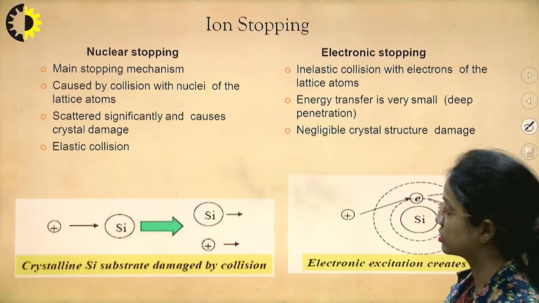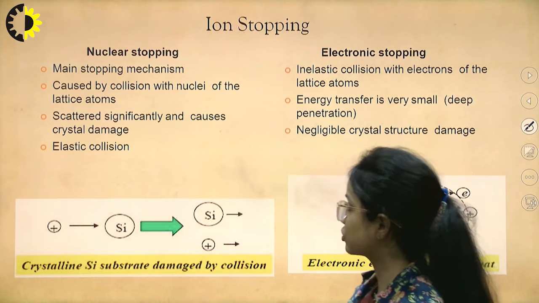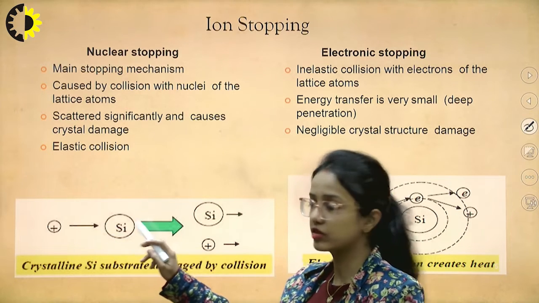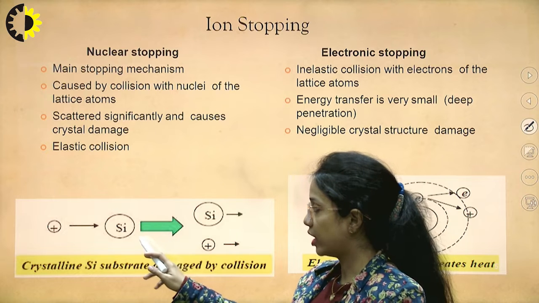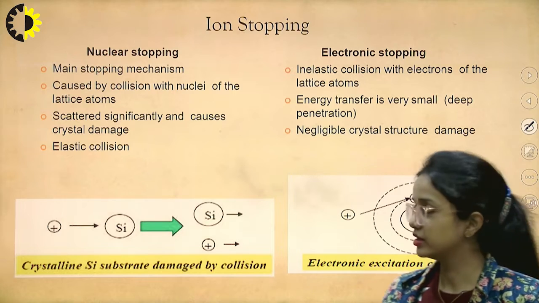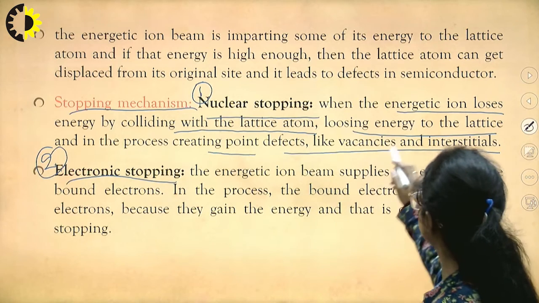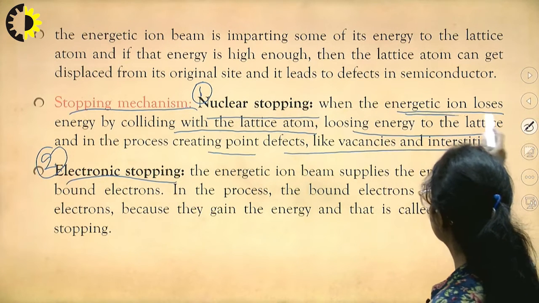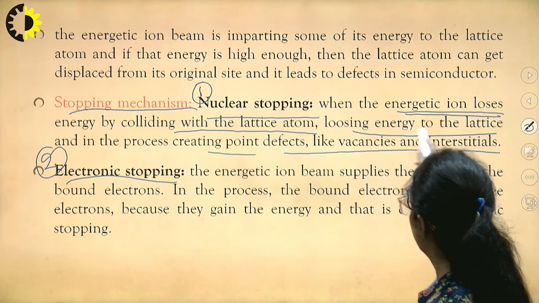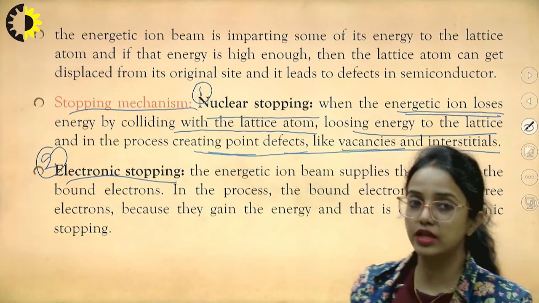We can see nuclear stopping in this diagram. In nuclear stopping, the ion is actually hitting the silicon atom, and then the silicon atom gets displaced, and then we get a defect, which we can call a vacancy. So we have seen that the high energy ion collides, loses energy by colliding, and the process creates a defect or vacancy. Next is electronic stopping.